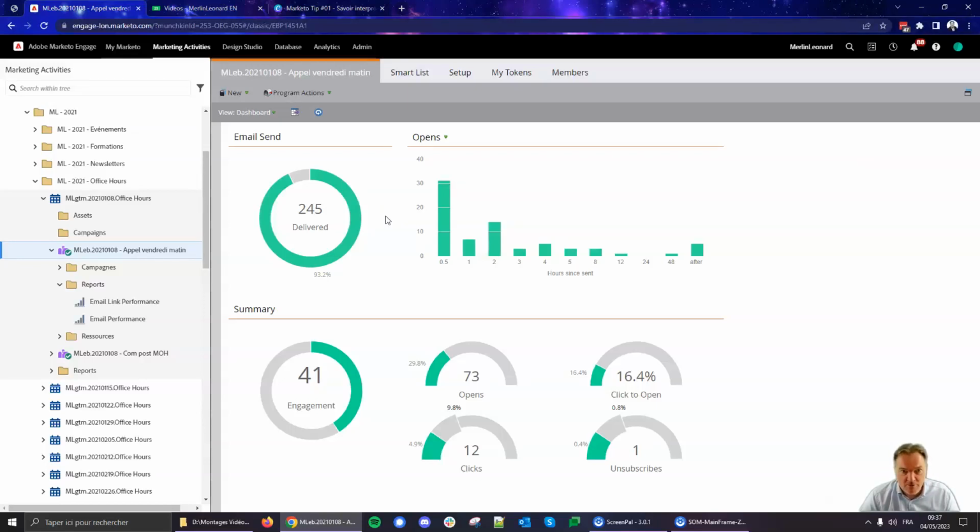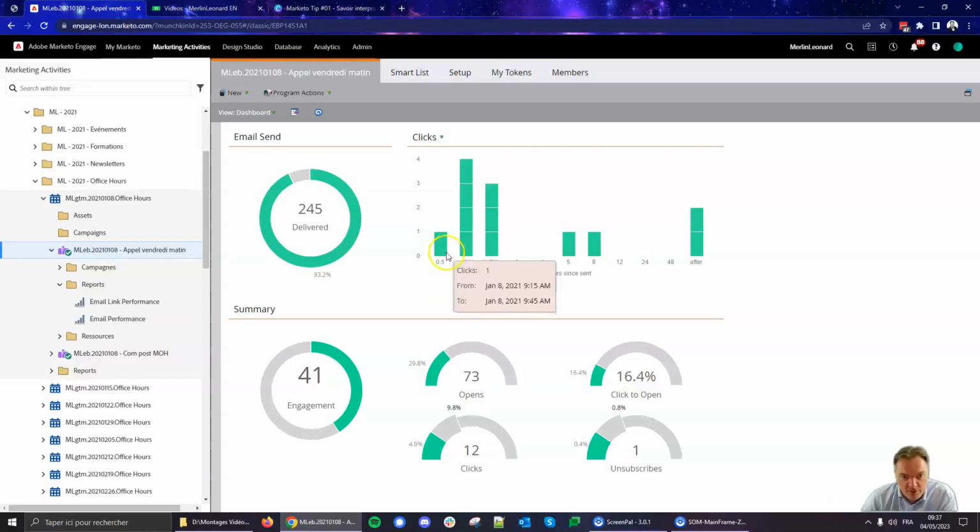So nothing much to do here apart from correcting the wrong email addresses and making sure that Marketo's server is whitelisted again. Here I see the opens and the clicks over time. So it's very useful to see if you send your email at the right time. Here I sent this email very early in the morning, so I see that people tend to click when they arrive at work and then at noon.